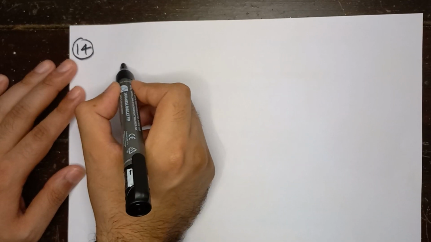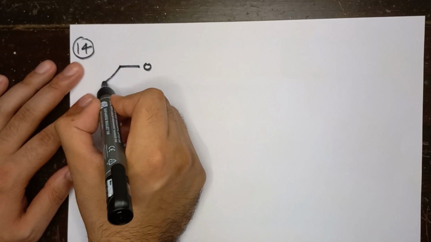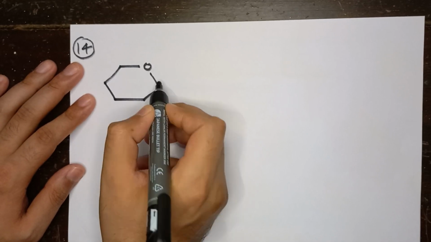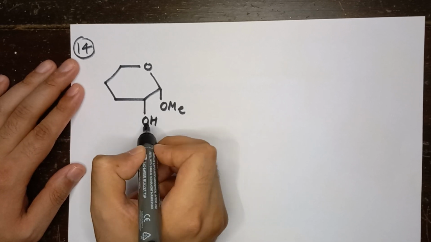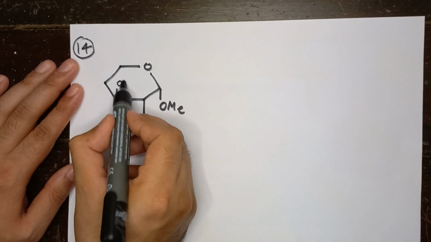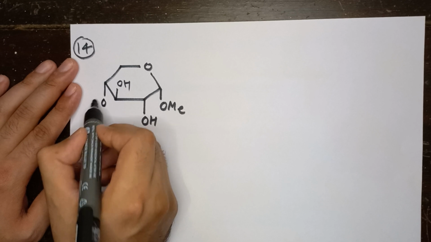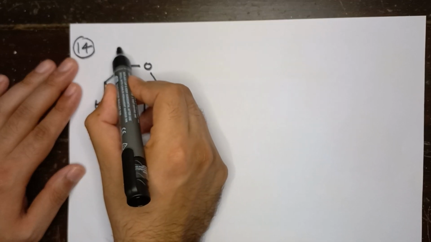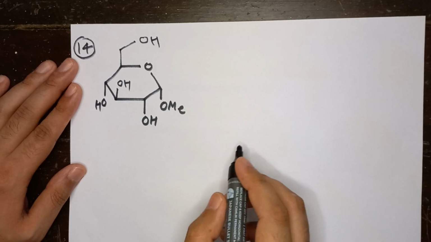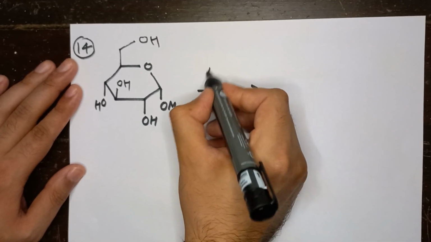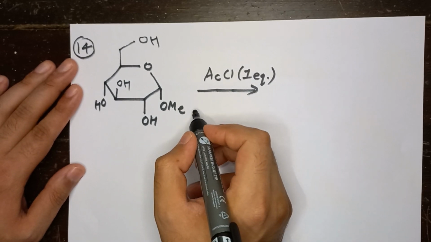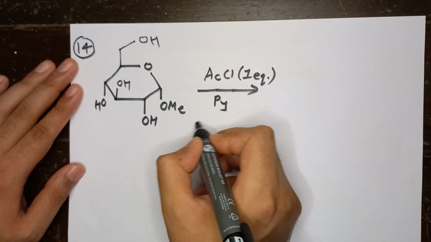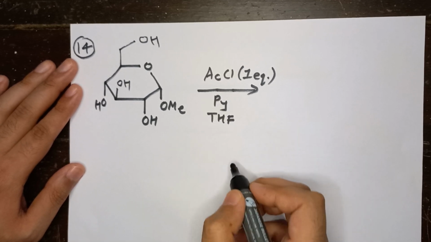Okay, so the last question we have is related to carbohydrates. So this is one of the sugars. We have a OMe group here, we have a free alcohol, secondary alcohol here, another free alcohol, and we have a CH2OH group at this position, and I'm reacting this with acetyl chloride, just one equivalent, and using pyridine as a base, THF as a solvent. So what is the product?